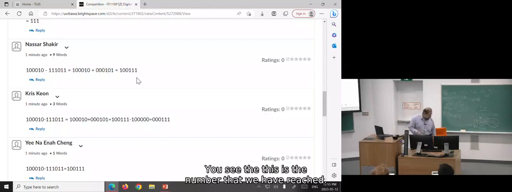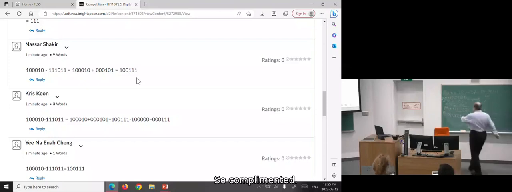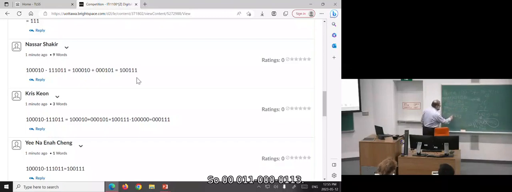You see, this is the number that we have reached. I am 2's complementing it. Please tell me if I did something right. So 0, 0, 0, 1, 1, 0. Okay, plus 1, it becomes 0, 1, 0, 0, 1, 1, 0. What's this number? Let's see. 16 plus 8 plus 1. How much? 25.